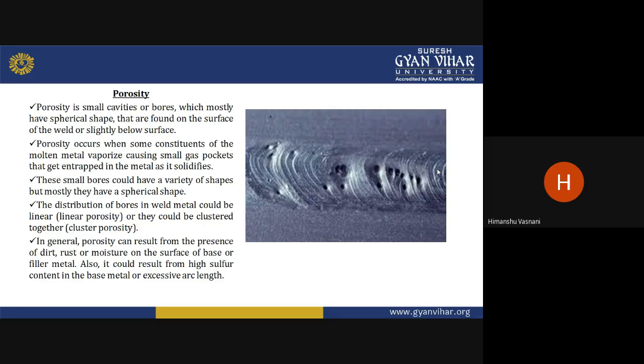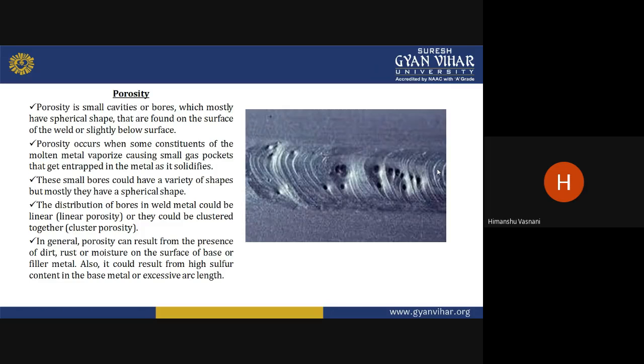Gases evolve due to contact between the molten metal and the cavity. So some kind of gases are evolved that are trapped, and this leads to porosity. These small pores could have a variety of shapes, but mostly they have a spherical shape. Now the distribution of pores in weld metals could be linear porosity, and they could be clustered together.